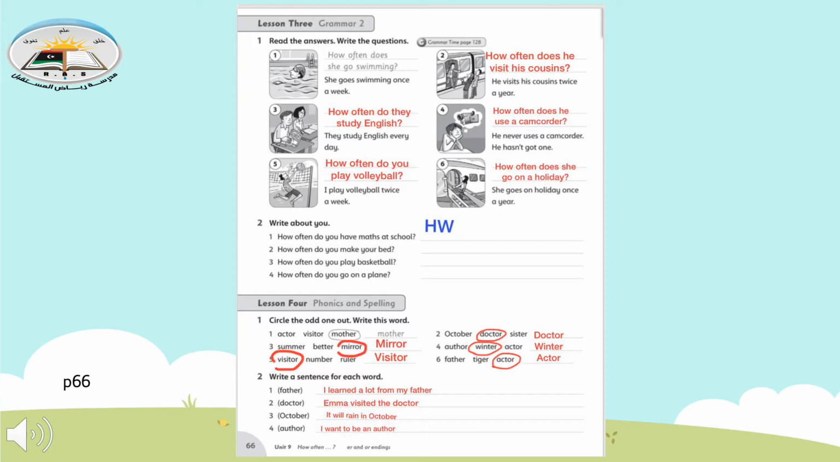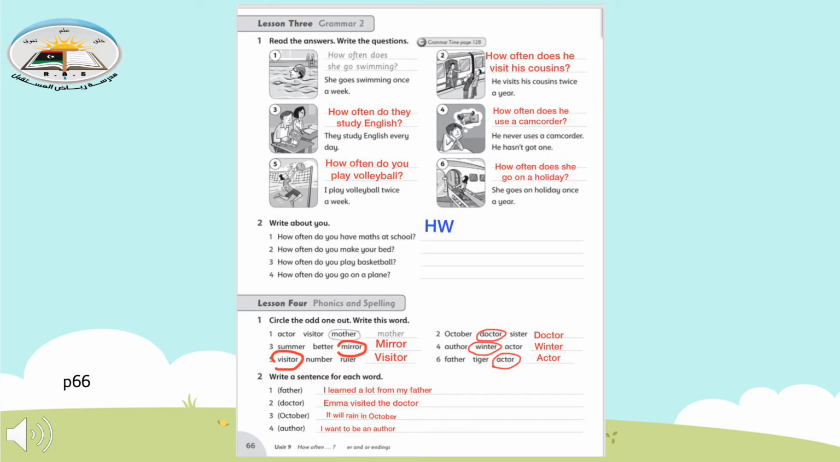Now we have question number 2. Write a sentence for each word. We have a number of words and we will need to write a sentence for each. Now, I recommend that you give me your own sentences. So you take your book and you write sentences from your mind, like I show you in your class. But if you couldn't, let me give you my own sentences.